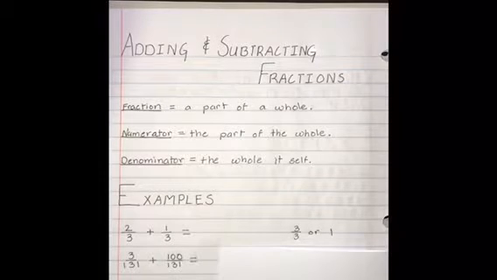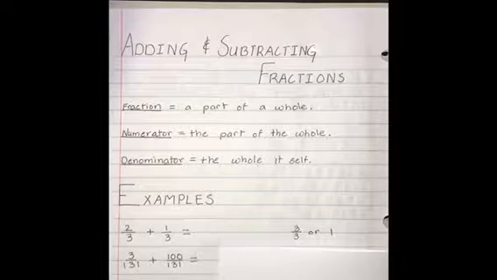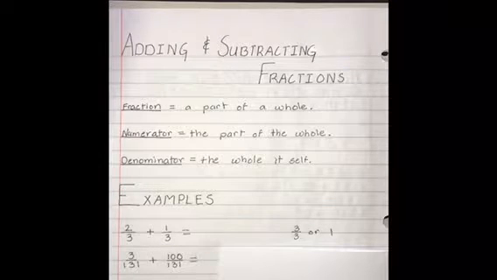So, a fraction is a part of a whole. In other words, it's not exactly an entire number, it's just a part of it, like a decimal. You can convert fractions into decimals just as you can convert decimals into fractions.